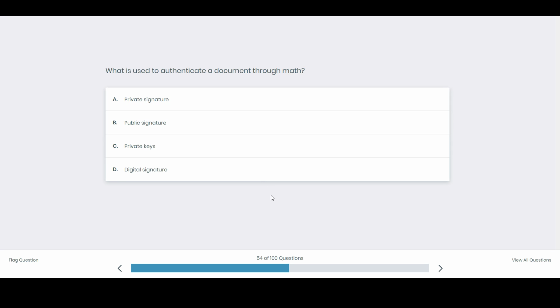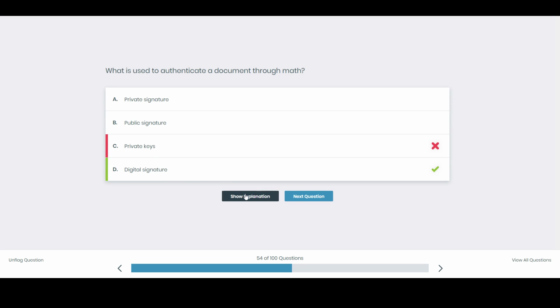What is used to authenticate a document through MAC? Oh wow. I didn't know this one. Not a digital signature. It's either private signature or public signature. It's just a document. Private key. I think I go for private key, but I'm not sure. Let's go private key.